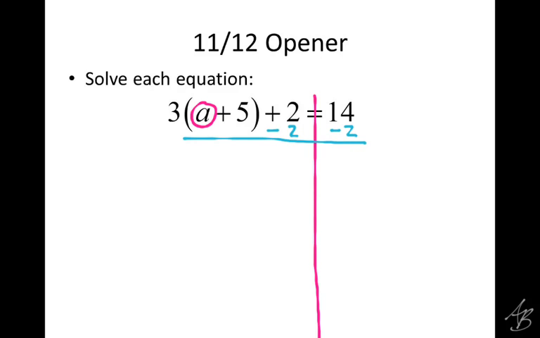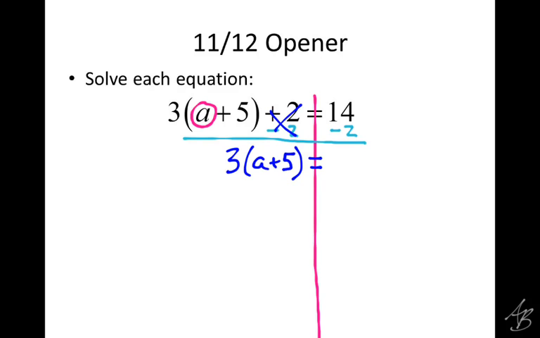And on the left side, when those 2's cancel, what does that leave? 3 parentheses a plus 5 parentheses. Why do I still need the parentheses there? Since that 3 is still on the outside of the parentheses, it's being multiplied by the whole group, by the a and the 5, so we can't get rid of the parentheses yet. If I dropped them off, then the 3 would only be multiplied by the a, but not the 5 also. So it is important, since we have that stuff outside of the parentheses, so we keep them there.